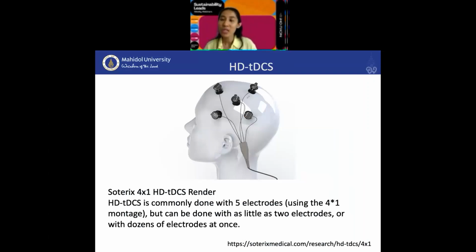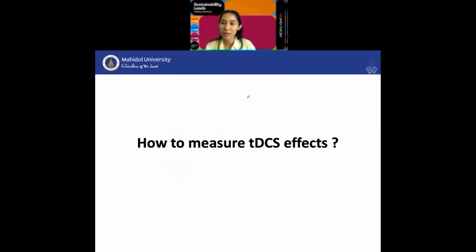And this is HD tDCS. I don't have this one in my lab. I think the price is quite expensive, but it's more focal. Nowadays people use HD tDCS, but most of them still use conventional tDCS. For the HD, they claim that the effect is more focal. Okay, how to measure tDCS effect?